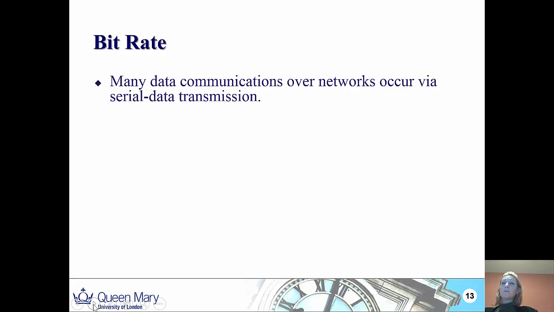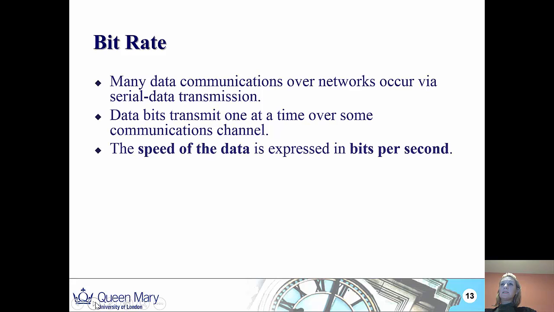To think about some terms, whenever we're talking about modulated signals, we can think about both the bit rate and the baud rate. These are two terms which you may come across whenever we talk about modulating signals and the transmission of information. Many data communications over networks occur via serial data transmission. Serial data transmission refers to sending data 1 bit at a time.